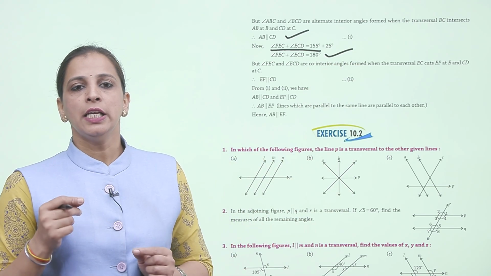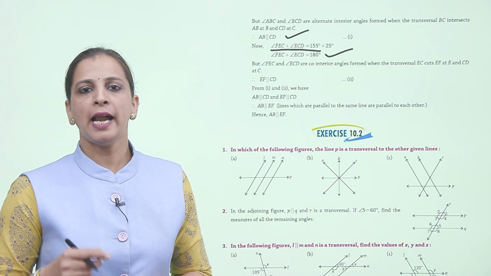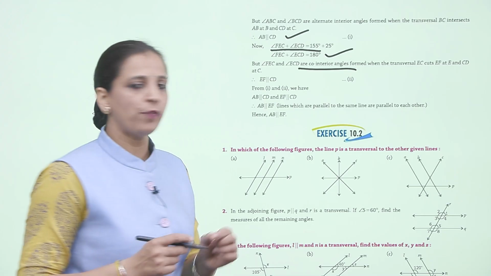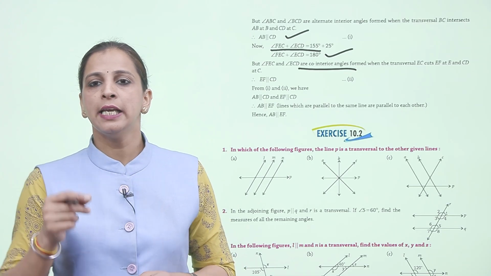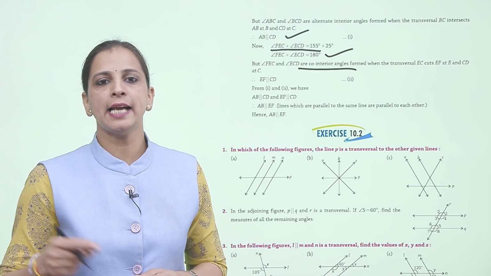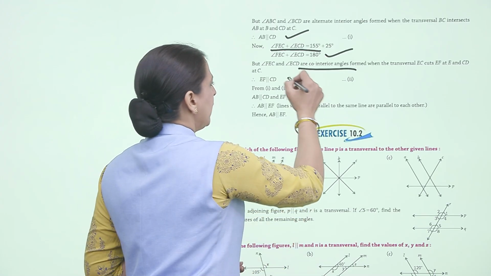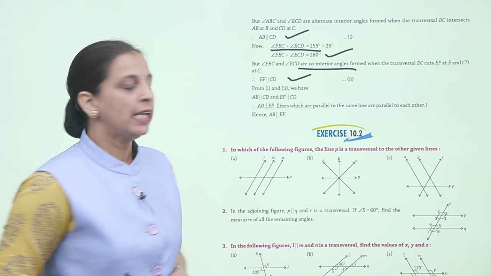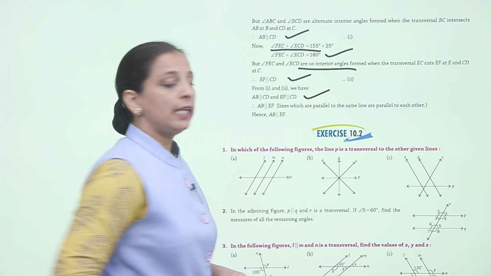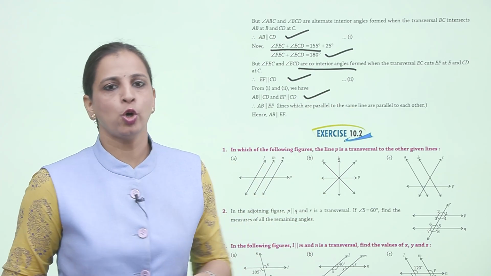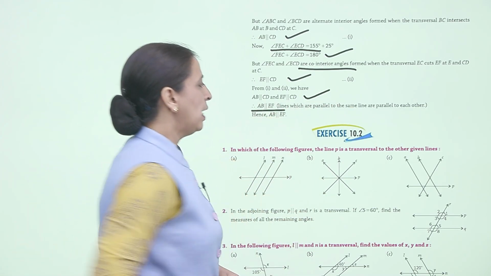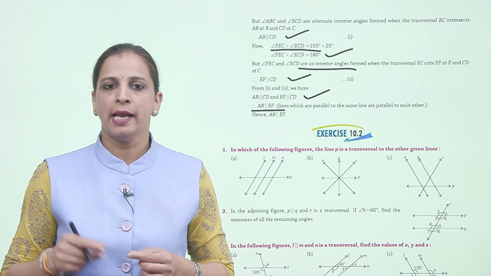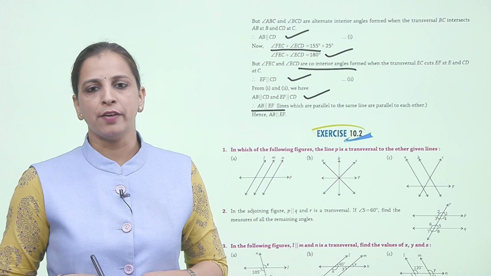But angle FEC and angle ECD are co-interior angles formed when the transversal EC cuts EF at E and CD at C. So it is proved that EF is parallel to CD. From 1 and 2 we have AB parallel to CD and EF parallel to CD. So AB is parallel to EF. Lines which are parallel to the same line are parallel to each other. Hence, AB is parallel to EF.